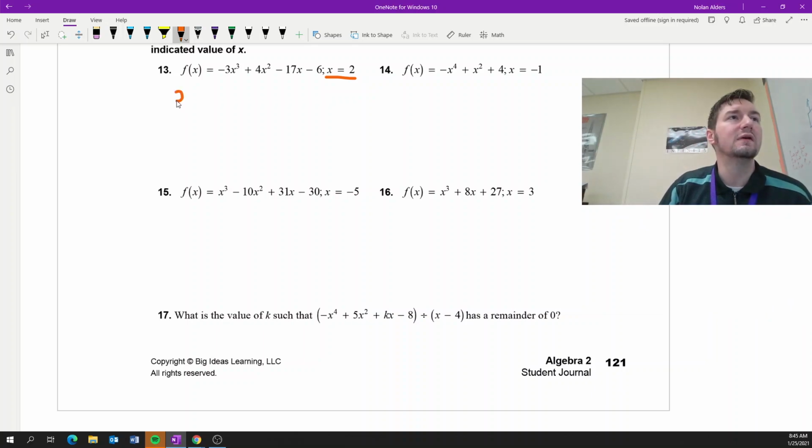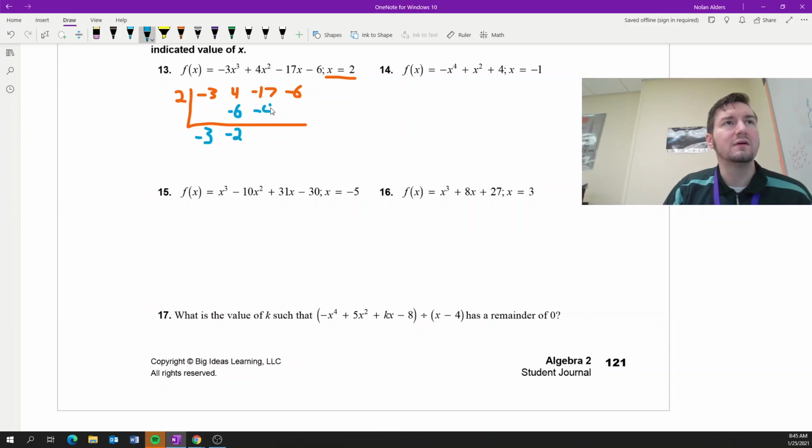So you just stick a 2 out here. Draw your little box. And then all the coefficients. So -3, 4, -17, and negative 6, and then just do synthetic division. So bring down that negative 3, multiply. 2 times negative 3 is negative 6. Add, so that'll give you a negative 2. 2 times negative 2 is negative 4. Add these two, so you'll have a negative, what is that, 21.